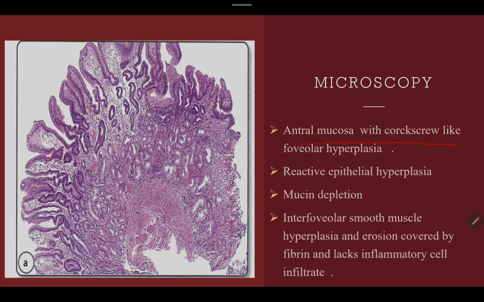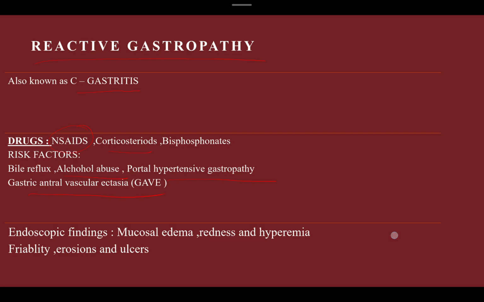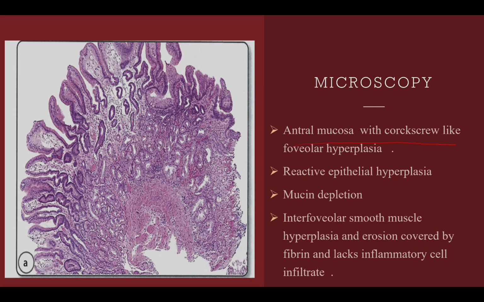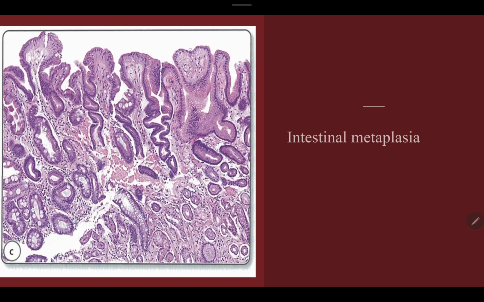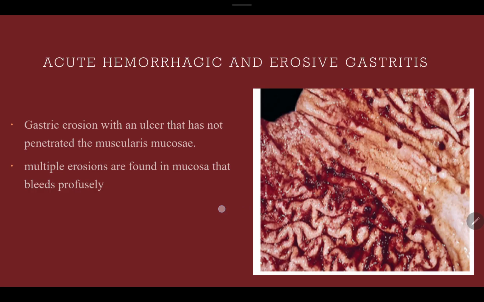So if we see corkscrew foveolar hyperplasia, we shouldn't think it is any other reactive changes or reactive atypia. It is just corkscrew-like foveolar hyperplasia, which is seen in reactive gastropathy, mostly associated with drug intake. So here we can see full erosion of the antral mucosal surface. Then we can also see intestinal metaplasia. We shouldn't confuse it with dysplastic changes. It is just intestinal metaplasia with corkscrew-like hyperplasia.